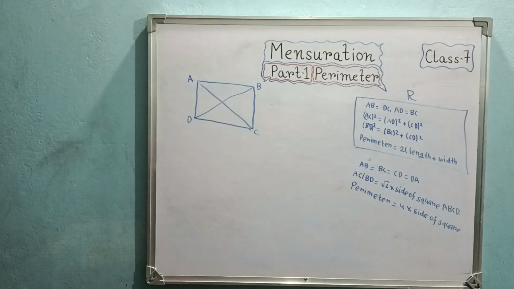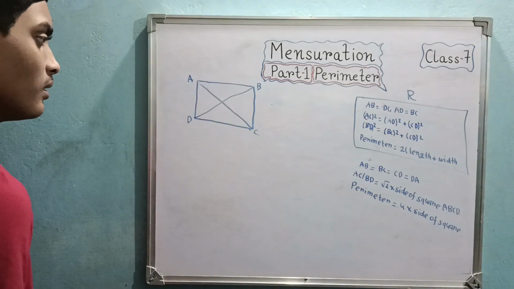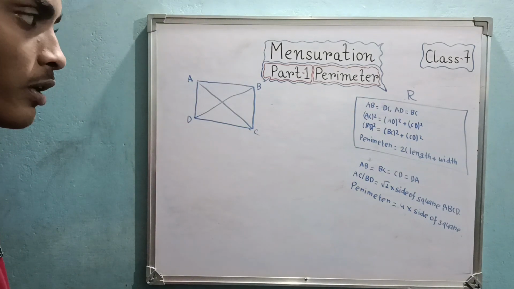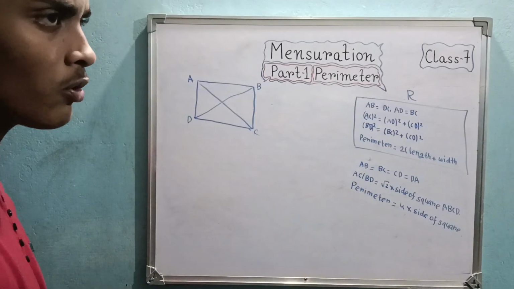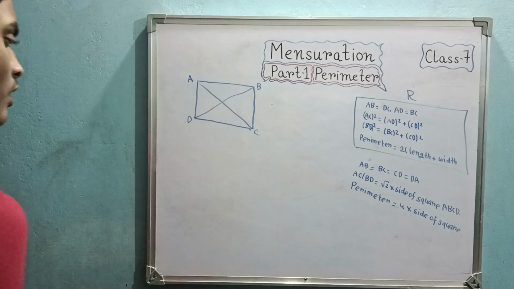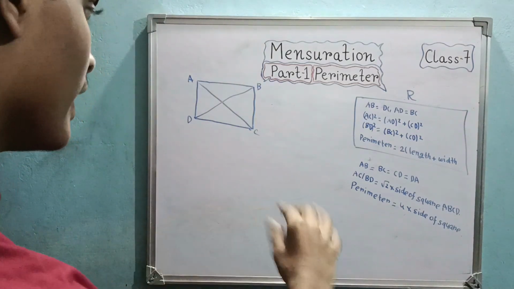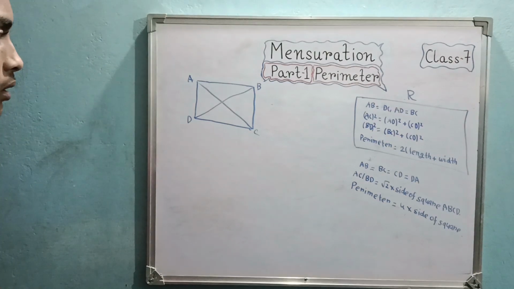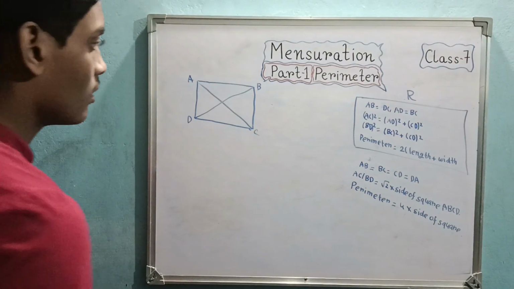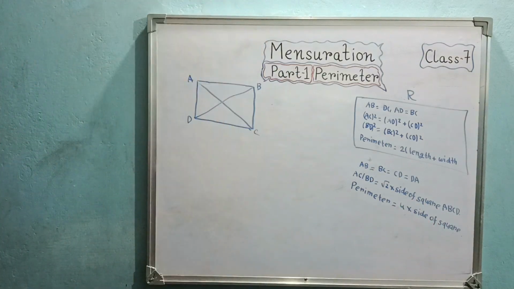Why 4 into side? See, if you are given a square of 6 centimeter length each side, then 6 plus 6 plus 6 plus 6 equals 24, which is 4 into 6 equals 24, and 6 is the side of the square. So as all the sides are equal, the perimeter of a square is 4 into any side of the square. If you know the length of one side, you can calculate the perimeter by multiplying it with 4. So easy.